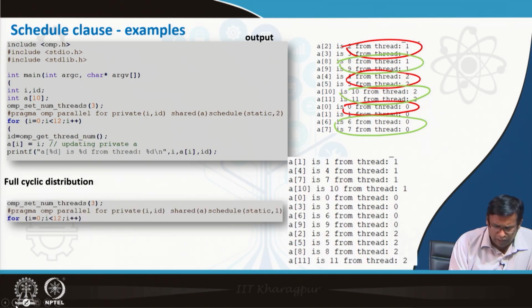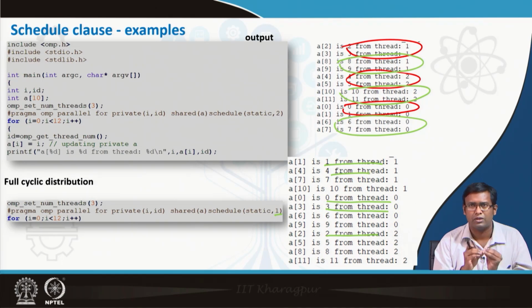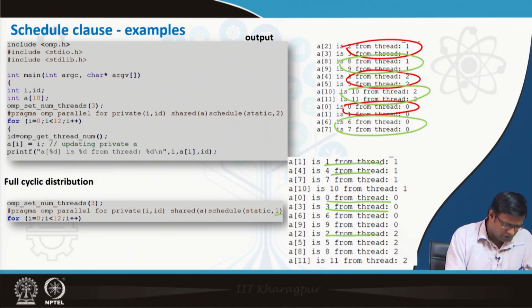In the case of cyclic distribution, static 1, we can see 0 goes to thread 0, then 1 goes to thread 1, 2 goes to thread 2, 3 again goes to thread 0, 4 again goes to thread 1. So, there is a cyclic distribution of the threads. There is no chunk going to any of the threads. One iteration goes to one thread, another iteration to the next thread, the subsequent iteration to the next thread, and so on.